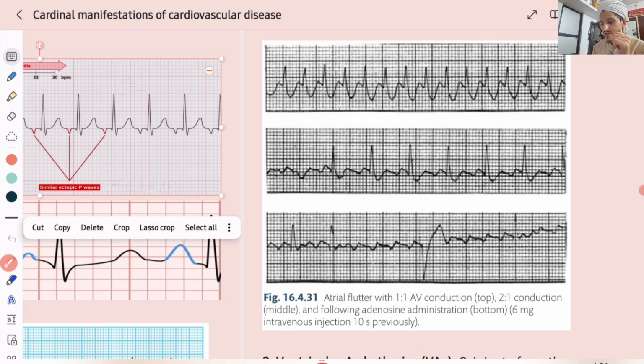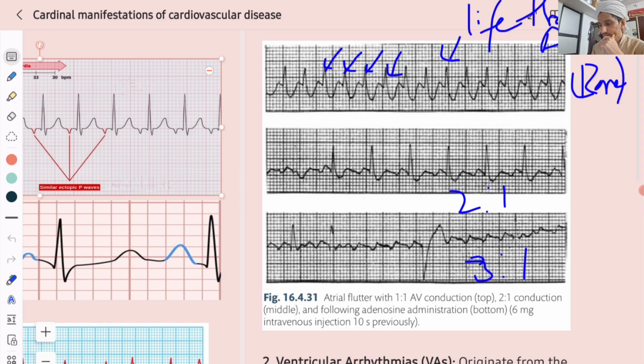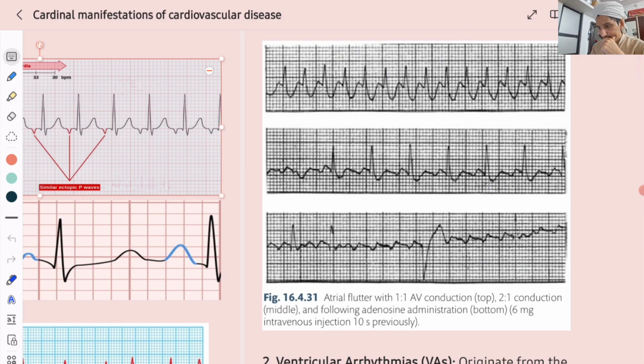An example for that is this one. See here, this is a P wave followed by a QRS complex. Now again this is missed. This is the second P wave, QRS complex. Now the first P wave is missed. This is the second P wave followed by a QRS complex. Again the first P wave is missed. This is the second P wave followed by a QRS complex. So every second P wave is followed by a QRS complex. 2:1 conduction. Atrial flutter, but you are not able to differentiate this one.